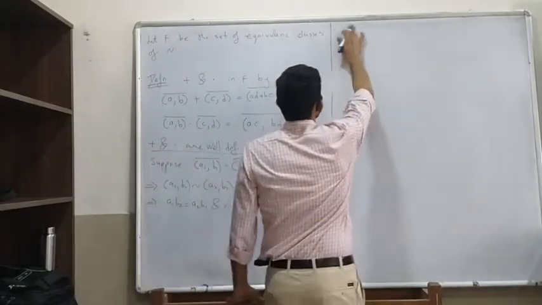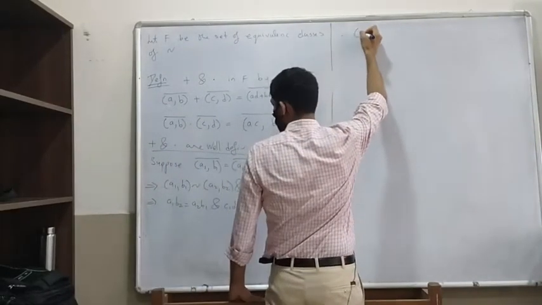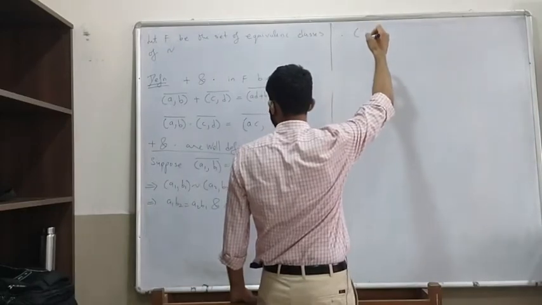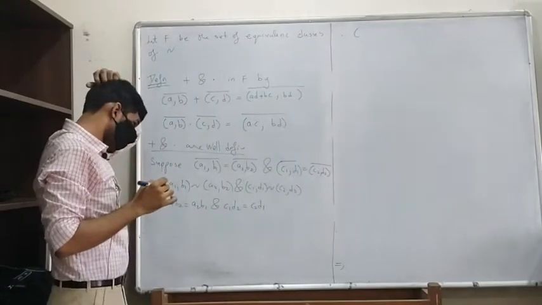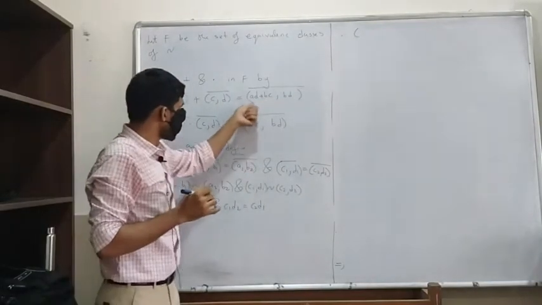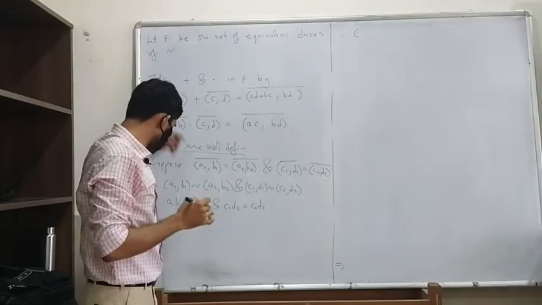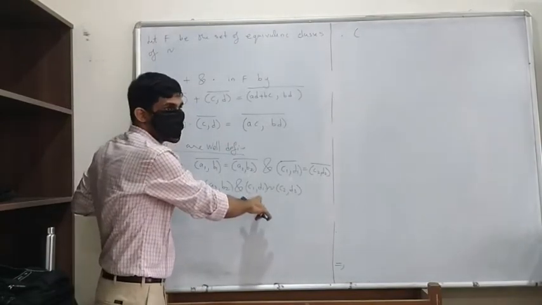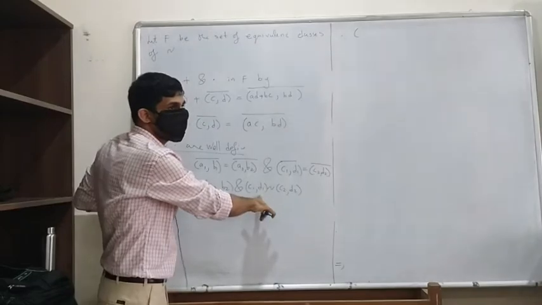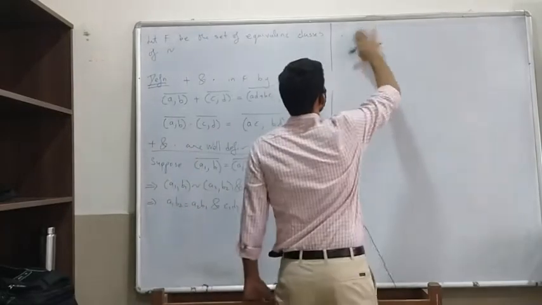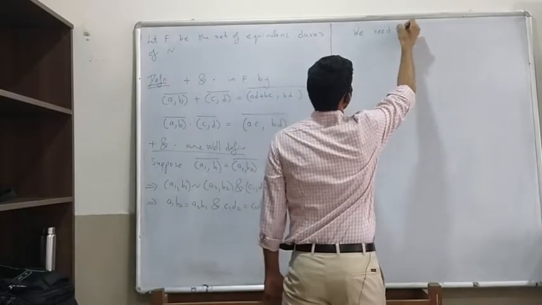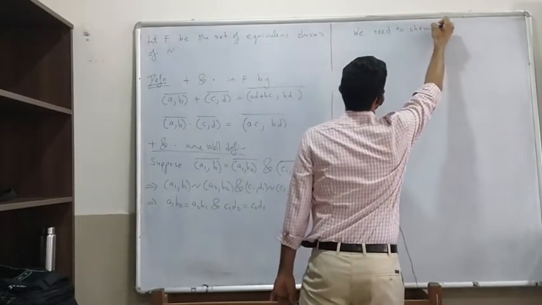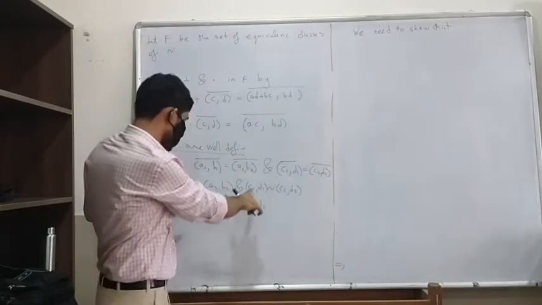Okay, so what is... I need to show that... what is it? Operating this with this gives me what? Operating this with this gives me what? See, what I need to show is that we need to show that operating this with this gives us what?